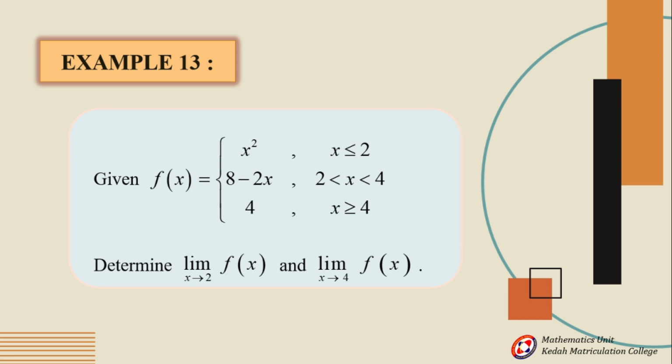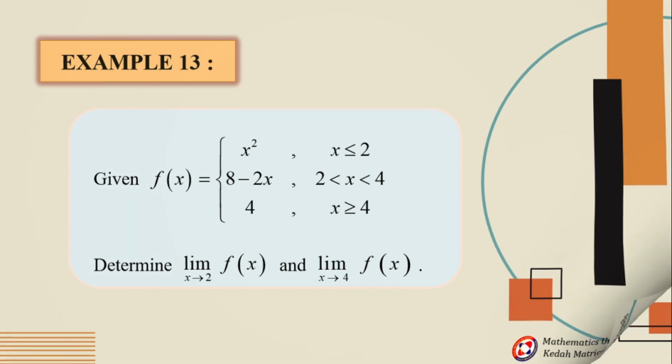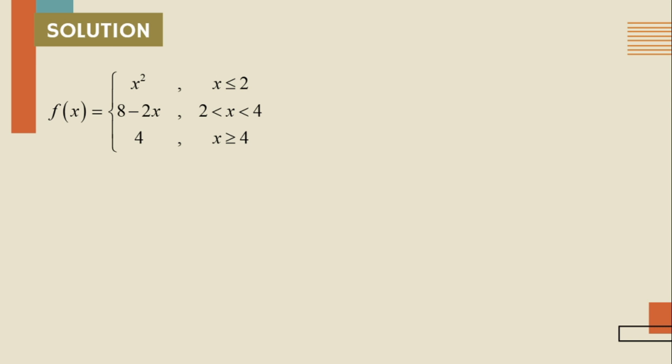Since we are given a piecewise function, then to get the limit of f(x) as x approaches 2, and the limit of f(x) as x approaches 4, first we need to find the right-hand limit and the left-hand limit for both values of x that have been given. Then we check if they satisfy the requirement for the limit to exist or not. Okay, so we try to solve this example. You have a piecewise function, 3 functions in 1 function. So better we draw a number line.